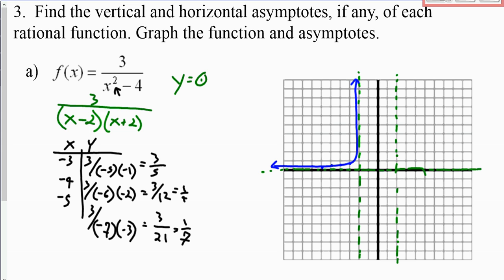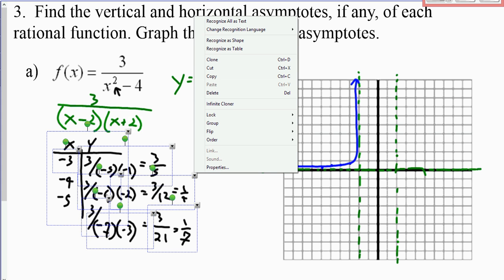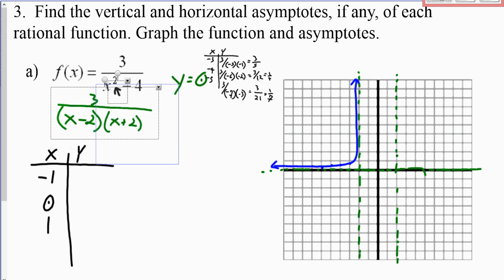Okay, so let's look at a table for the middle values. So I'm going to look at the values from -1, 0, and 1. So I put in 3 over -1 times -2, which is -3.